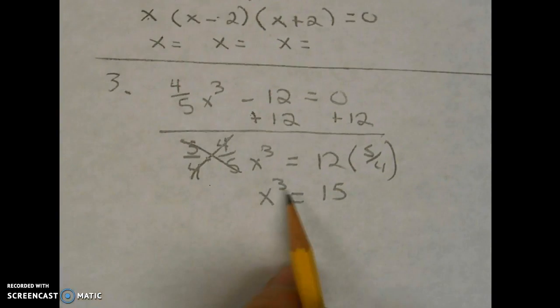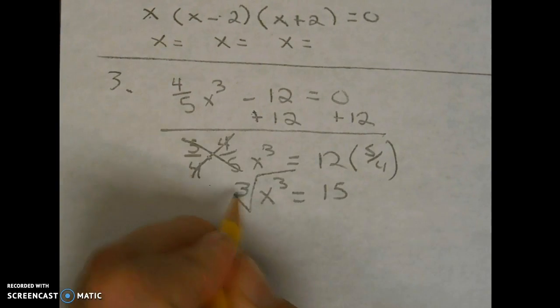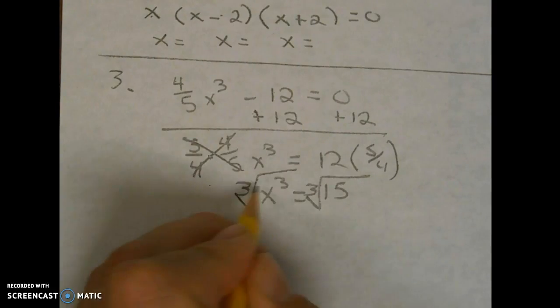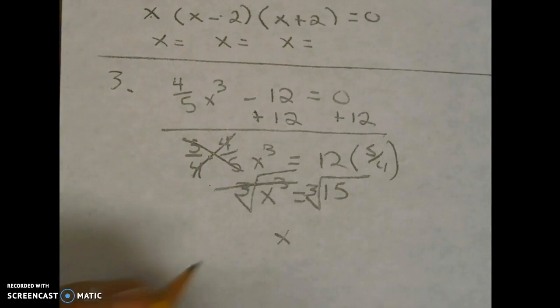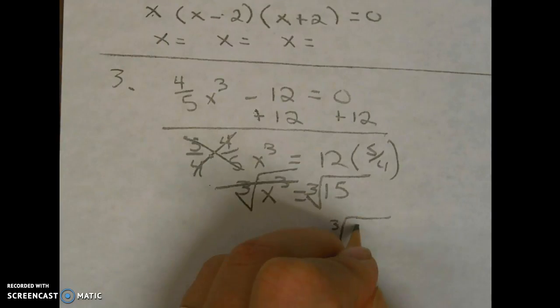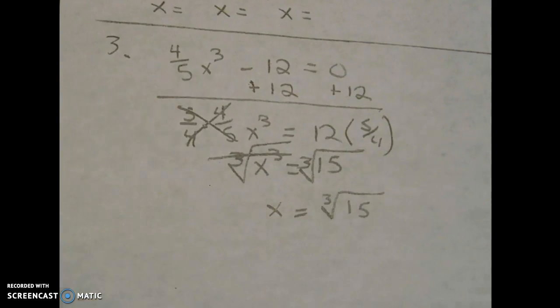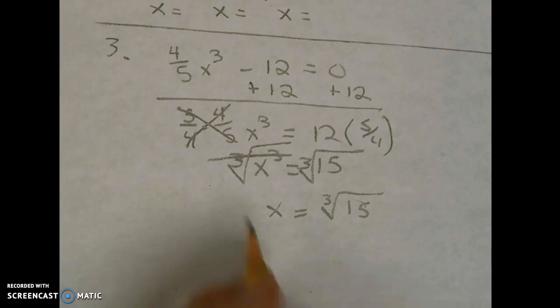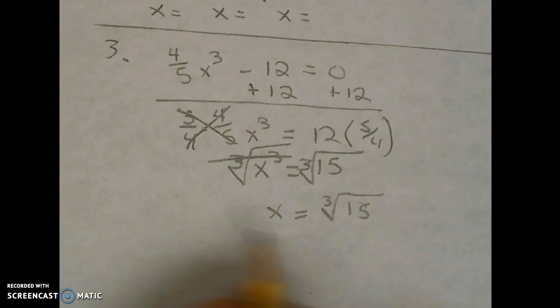And then you would want to undo a cube with the cube root on both sides. So the cube root cancels out the cube. So we're going to end up with x equals the cube root of 15. And since 15 is not a perfect cube, we're just going to have to leave it like that. The cube root of 15, which would end up being decimals. These would be irrational solutions since they're decimals.